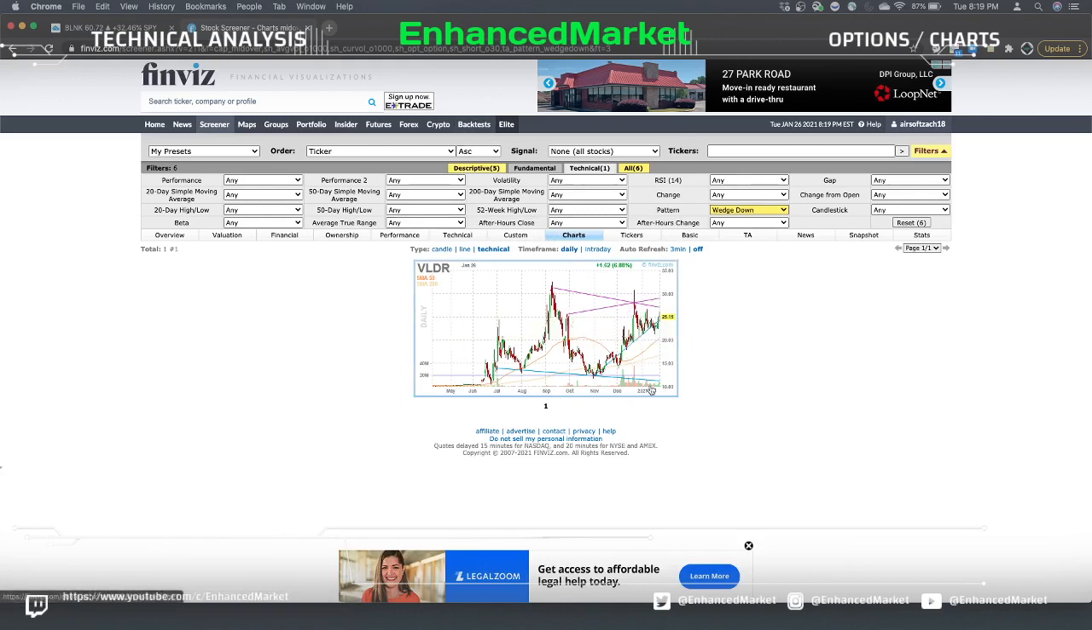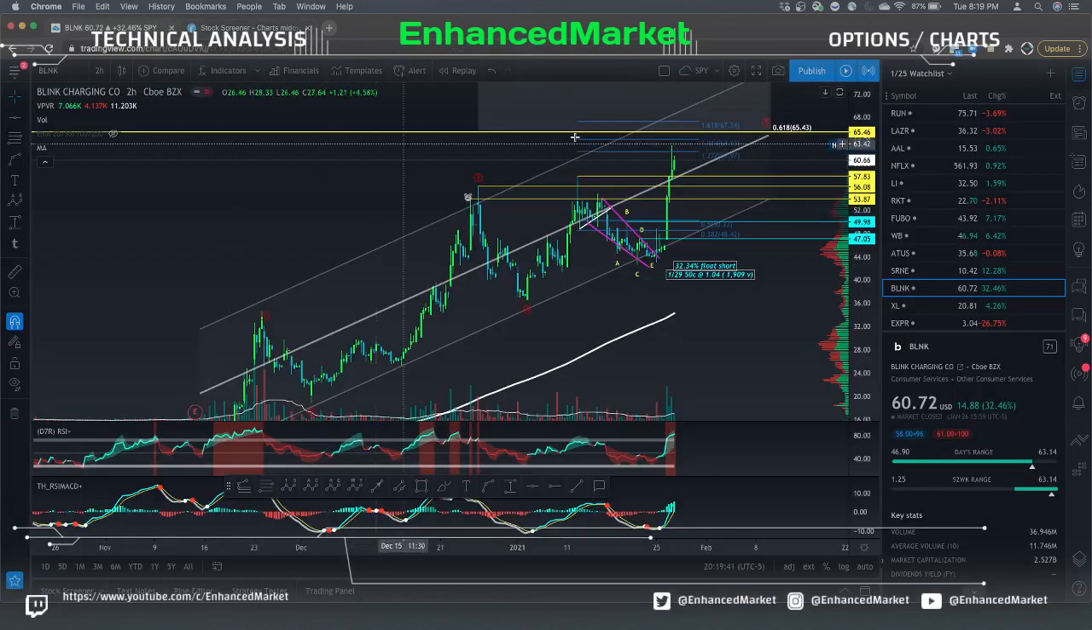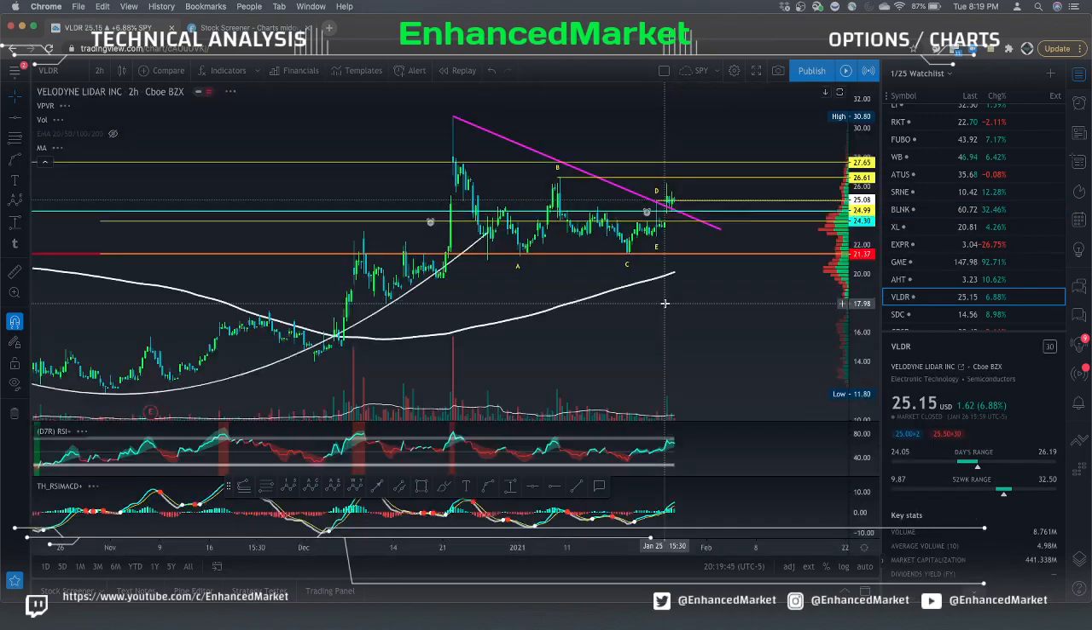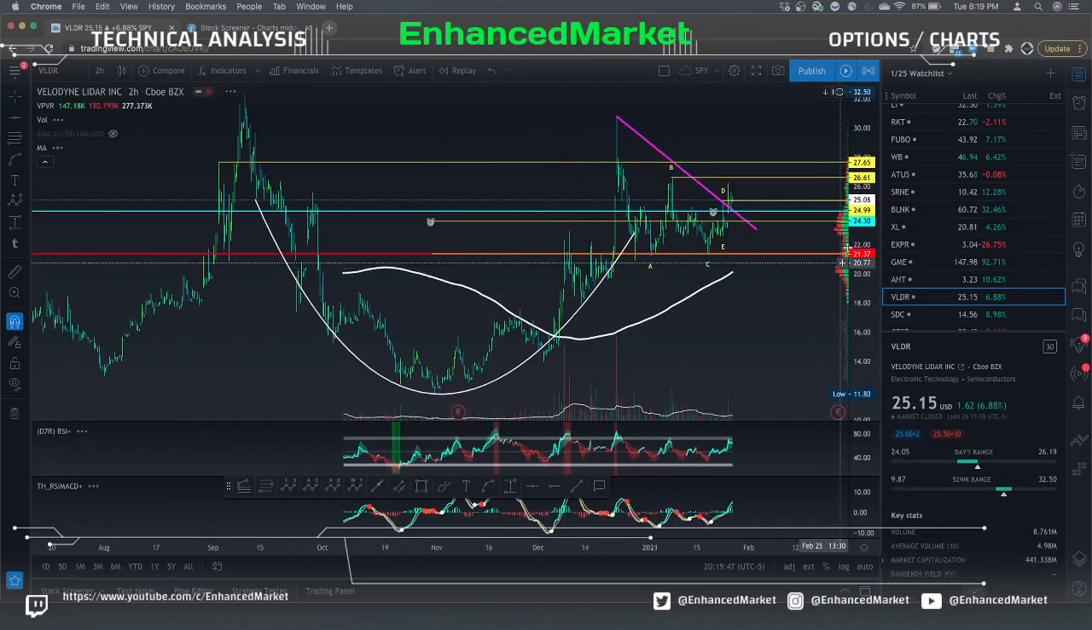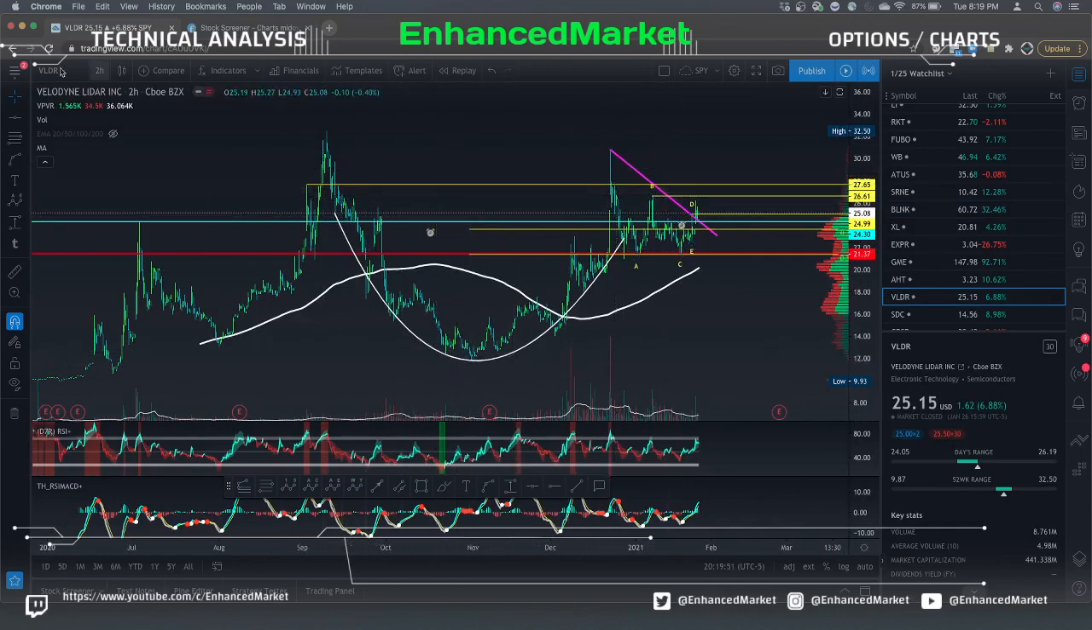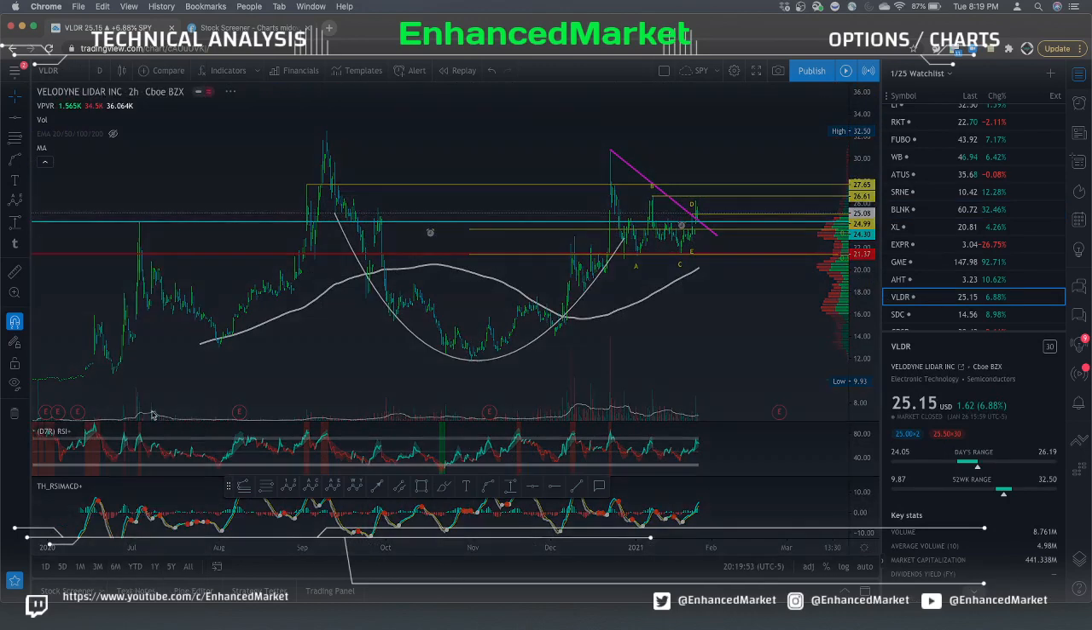And once I see a ticker, I'll go over to TradingView and I'll chart it myself. I'll see what I like about it and I'll see what happens. So when I came to look at this, I see a cup and handle. We'll go on the daily.